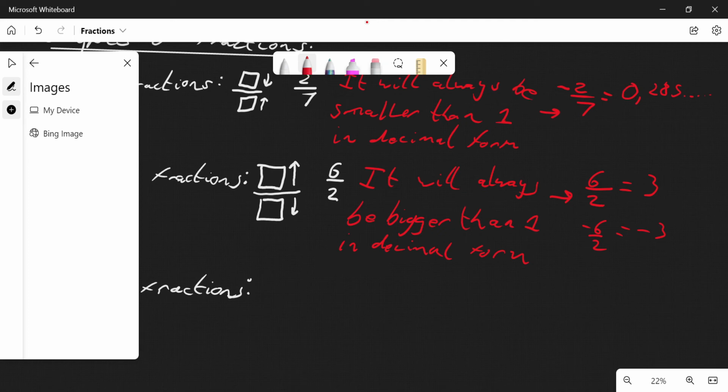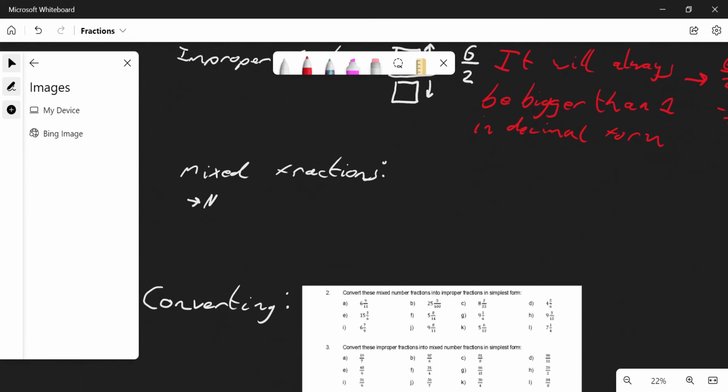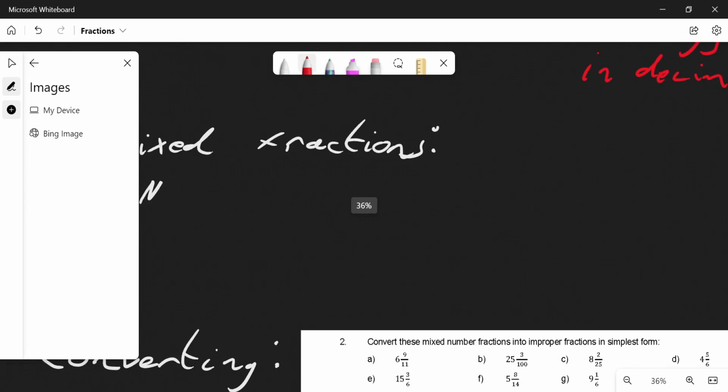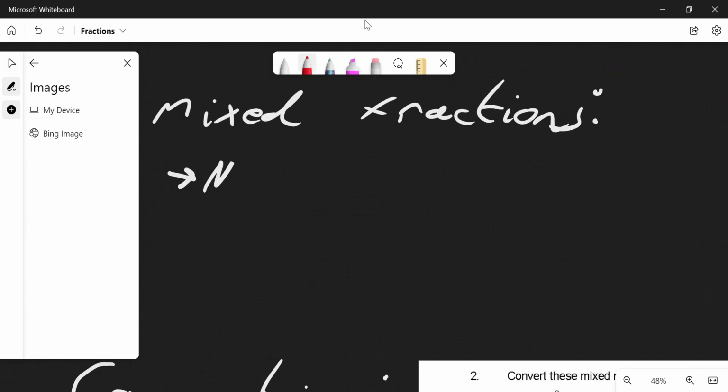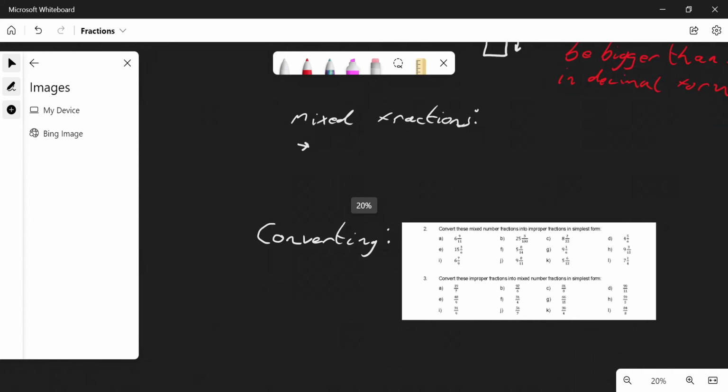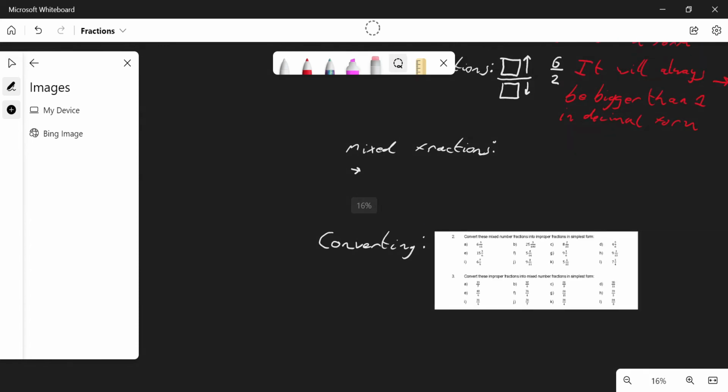All right, so that brings us to our final type of fraction. That brings us to mixed fractions. Now, mixed fractions are nice because they are actually the same as improper fractions, just written differently. If you think back to our knowledge of fractions, let me just make a bit of space here.